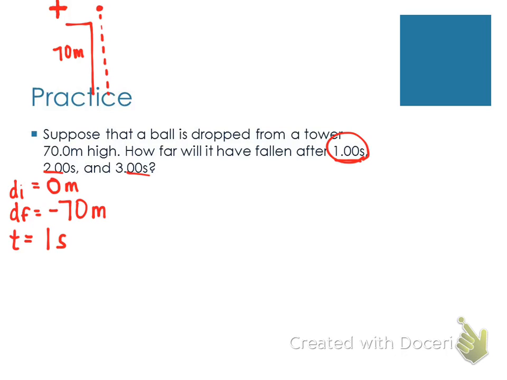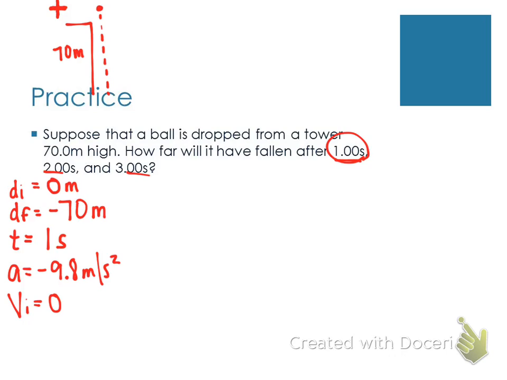What do we know about our acceleration when we're talking about free falling? Good. Our acceleration is negative 9.8. Okay, what do we know about our initial velocity? Initial velocity is 0 because it is dropped. That means the second it leaves my hand, it has no velocity yet. It's going to start increasing its velocity.